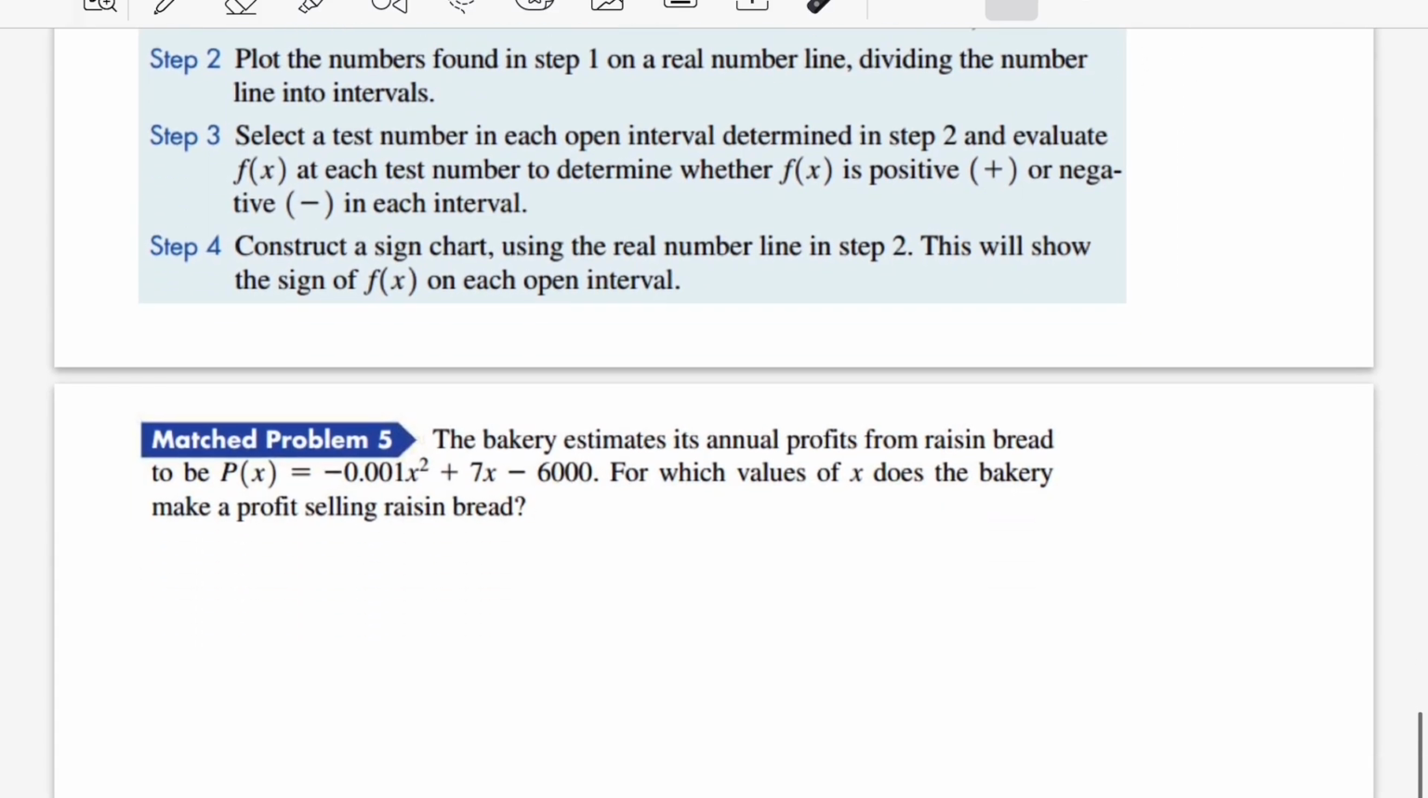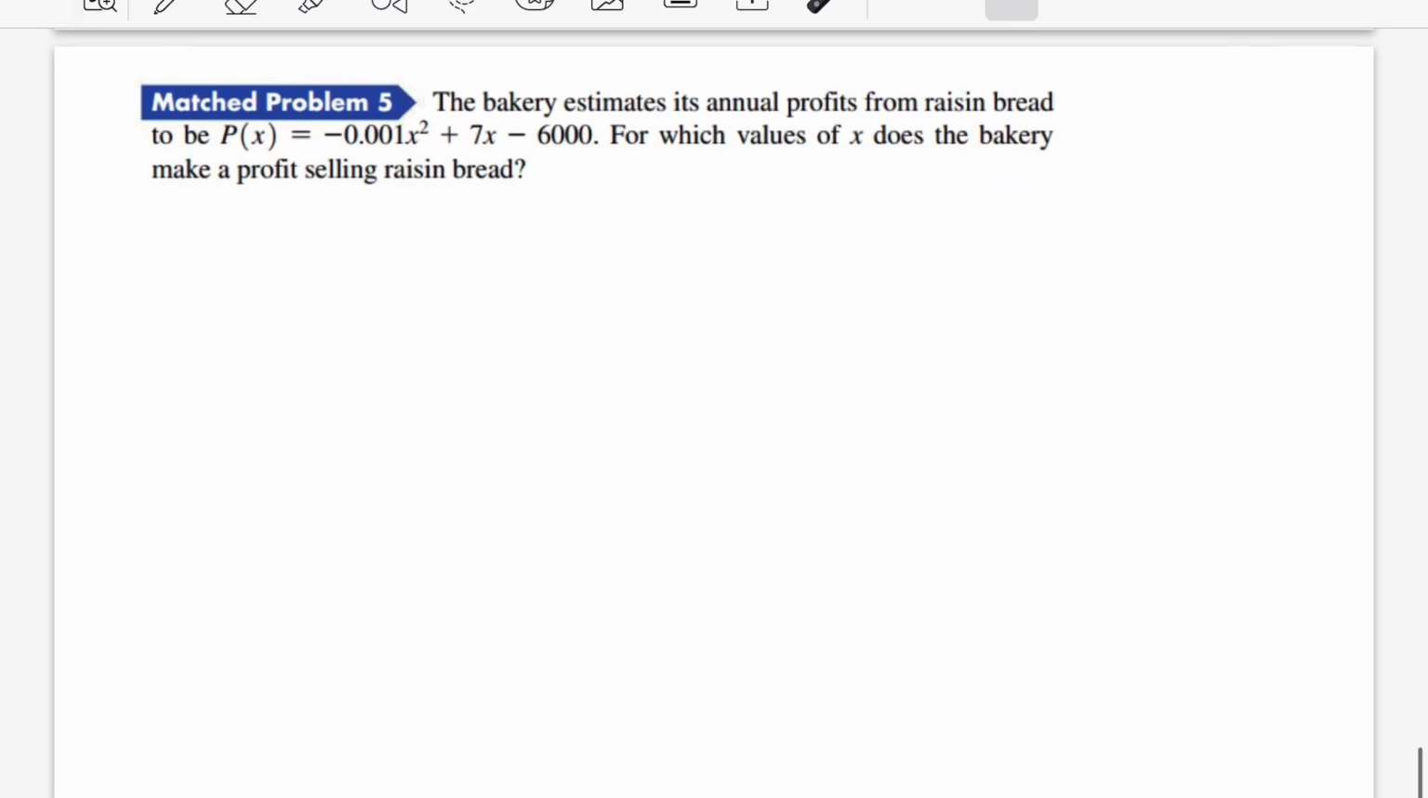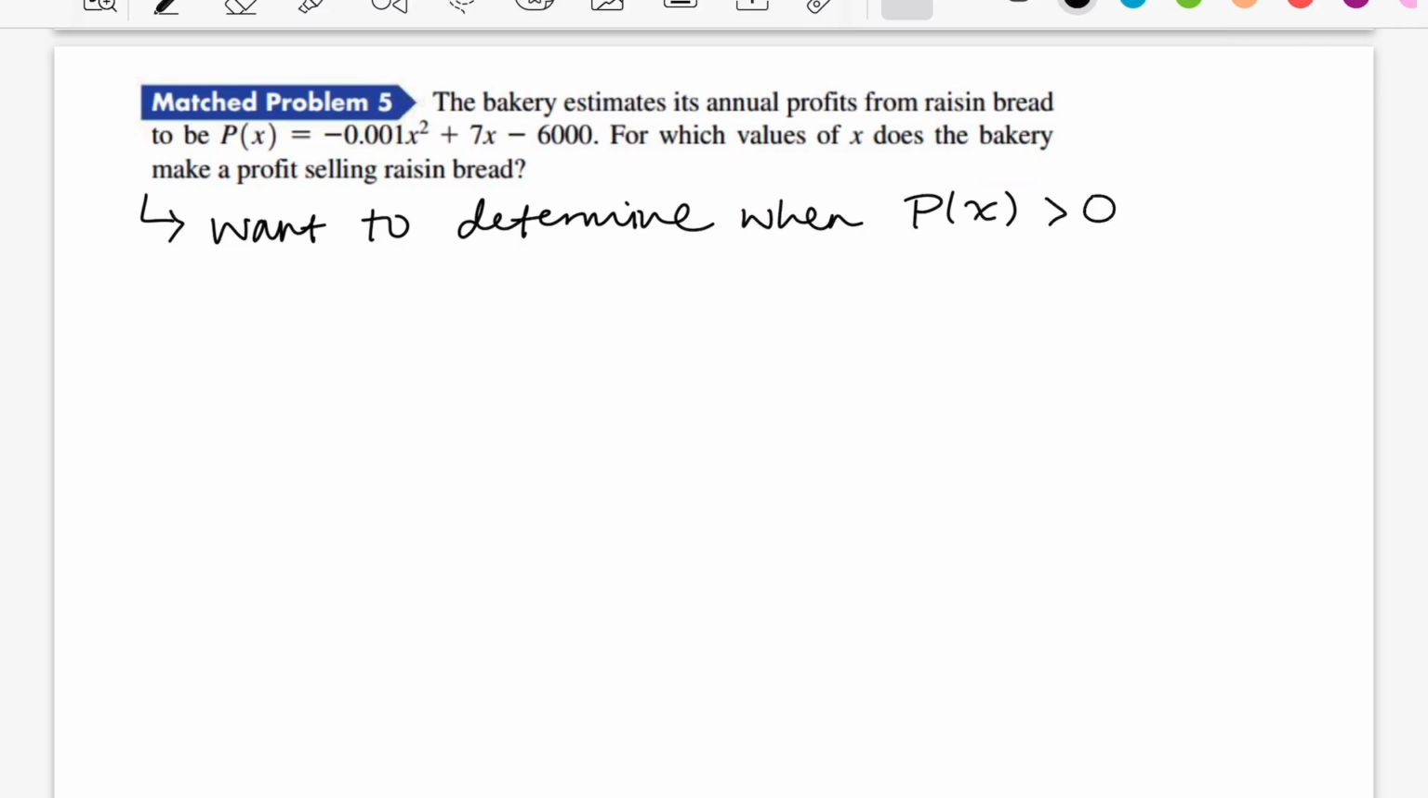Next, let's look at another example of this. We're given this problem here. A bakery estimates its annual profits from raisin bread to be given by this function here, p of x. And we want to figure out for which values of x the bakery makes a profit selling raisin bread. So in other words, if p of x represents the profit, we want to determine when our profit will be greater than 0, or our p of x will be greater than 0. This will determine when we'll make a profit.